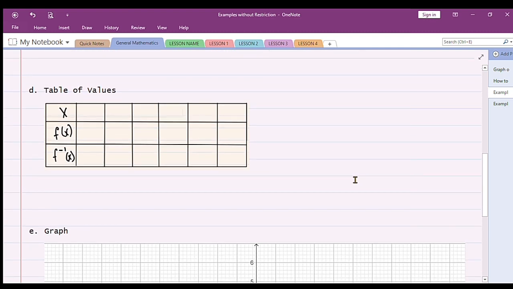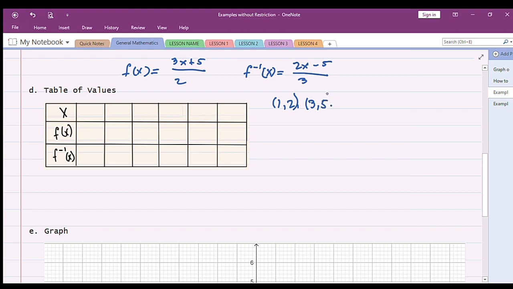But before that, kailangan muna nating isulat yung our f of x is equals to 3x plus 5 all over 2, and our inverse is f of negative 1. Okay, review muna tayo. Since we have, for example, these ordered pairs: 1, 2; 3, 5; and then negative 1, negative 2.